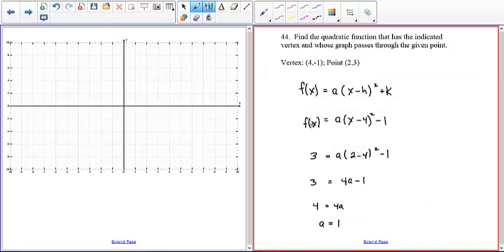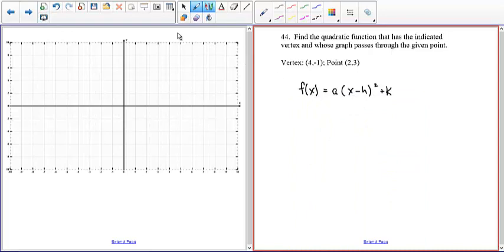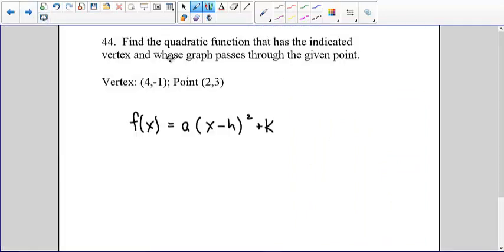Okay, so let's do one additional problem, which I don't think I've assigned. Well, I'll assign a homework problem like this, but it's finding the quadratic function that has the given vertex and goes through a specific point. So what the vertex does is it gives us h and k. So h equals 4 and k equals -1.